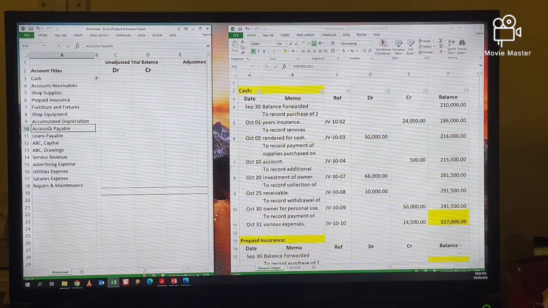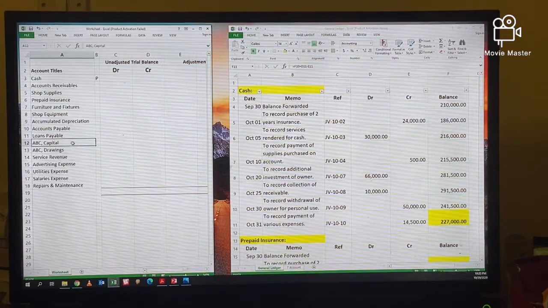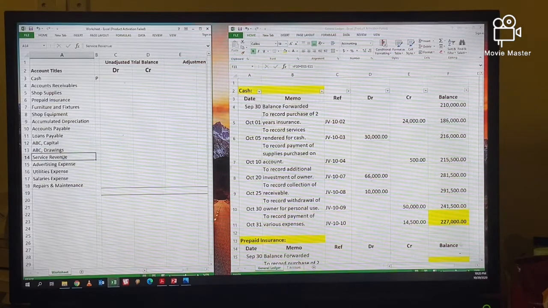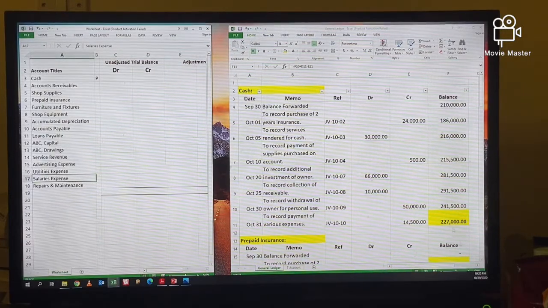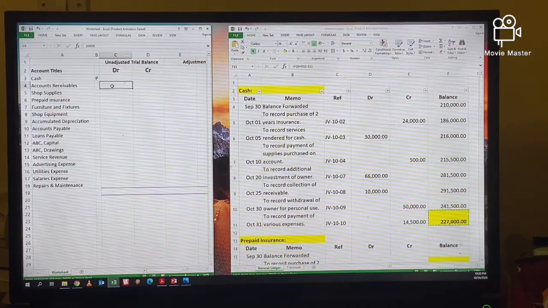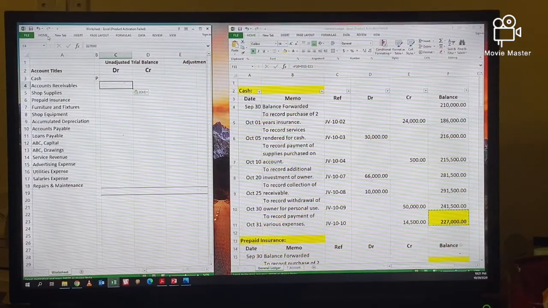So, current is your accounts payable, non-current is your loans payable. And then, your equity, you have your capital and your drawings. And then, you have your revenue and expense accounts. Okay. So, transfer na natin. So, yung closing balance, ilalagay mo lang siya from your ledger, pupunta sa iyong unadjusted trial balance. It's as simple as that.